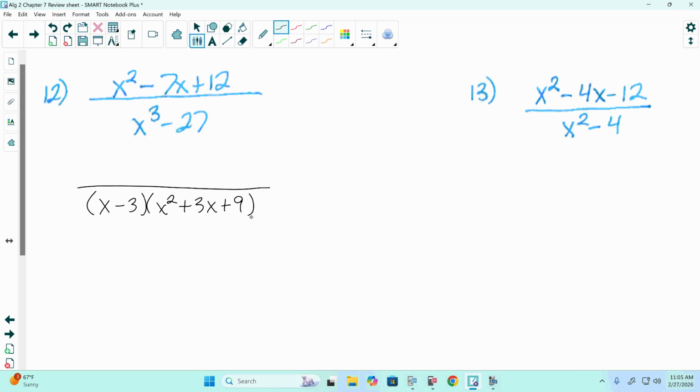I'm going to go on and give you the factored form of x cubed minus 27. I did not include any of those on the test. So, not too focused on that one.